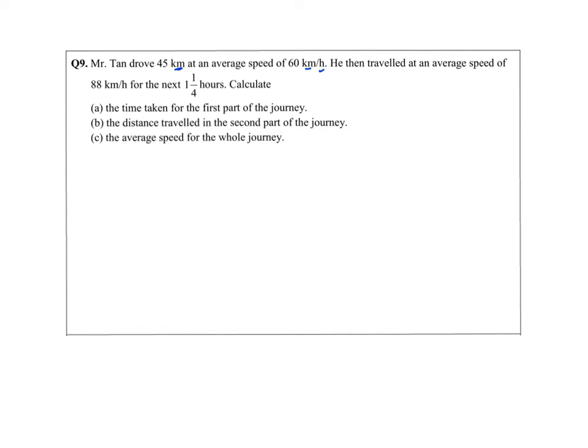Let me write down part 1 first. So usually we always look at 3 factors: distance, speed, and time. Okay, for part 1 of my journey, the distance is 45 kilometers. The average speed is 60 kilometers per hour. I can probably find the time taken. And then he traveled in part 2, the distance, speed, and the time. Distance not given, but the speed is 88 kilometers per hour for 1.25 of an hour.